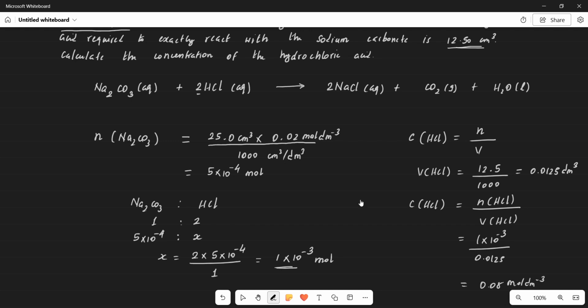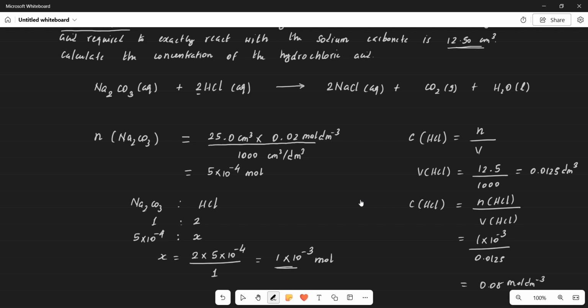So you need to know the unit. The concentration unit will be moles per decimeter cube. So what I did is I found the number of moles of one of the reactants from its concentration and volume. After getting that number of moles, I took the ratio to find the other reactant, which is unknown. Here it is HCl. Now I found the number of moles of HCl reacted.